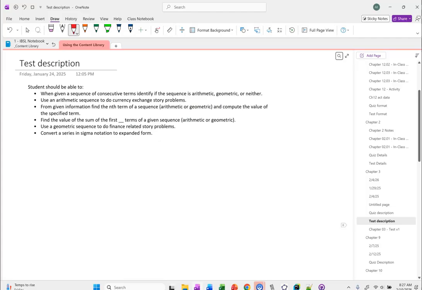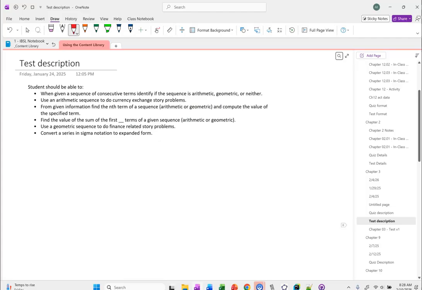From the given information, find the nth term of a sequence, arithmetic or geometric, and then compute the value of the specified term. Remember that you can do that on the calculator, right? Find the value of the sum of the first however many terms of a sequence when it's arithmetic or geometric. So again, you can use those formulas I presented to you, or you could use your calculator. My suggestion is to fill the stuff into the formula and then use the calculator to do it. That way you have a little bit of work shown for some partial credit in case you do something silly. Use geometric sequences to do finance-related story problems. By that I mean compound interest kind of stuff.